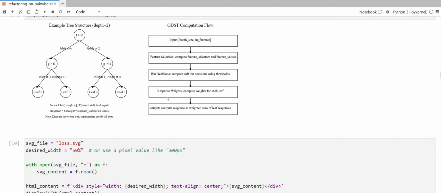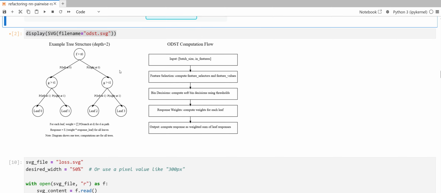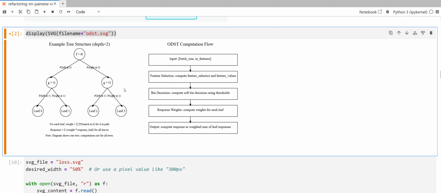The big takeaway here is that ODST combines the power of decision trees with the flexibility and differentiability of neural networks. It's a really clever way to capture those complex, nonlinear relationships in the data.